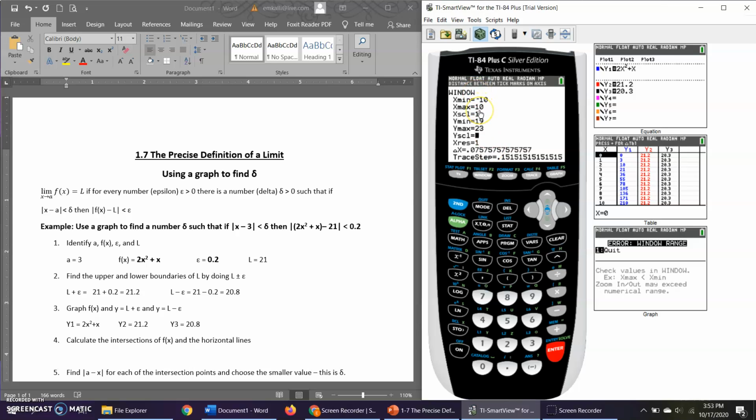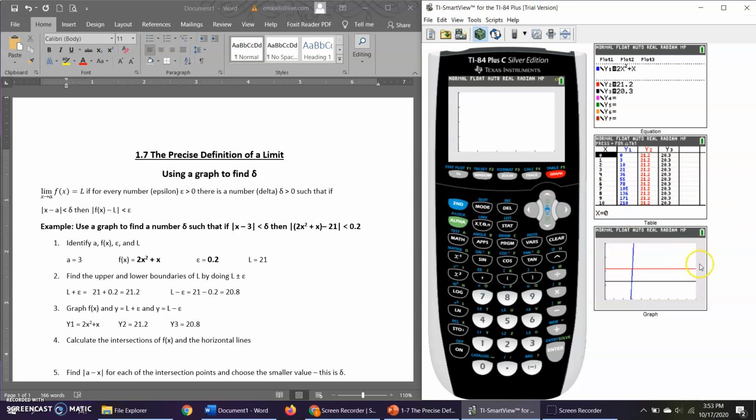For the x min and x max, notice the value of a we're using is 3. So I can go up there and change my x min to 0. And my x max, I can make that 5. So I'm really zooming in on the part of the graph that I need. I'm focusing in on x values close to 3, and y values that are going to include these two values. So now if I hit the graph button, I should be able to see better what is going on here. Okay, so there is my quadratic, and that is one of my values, and that's the other one.